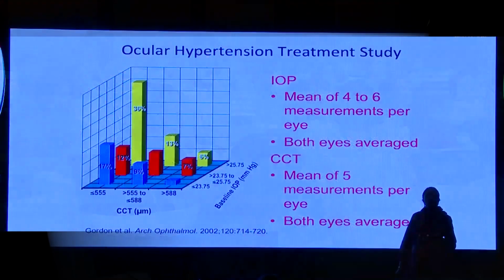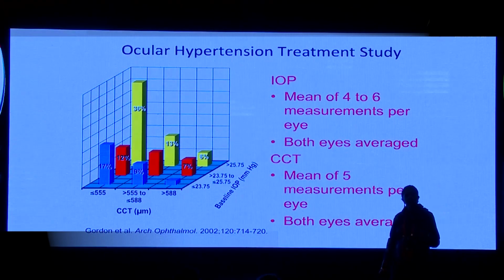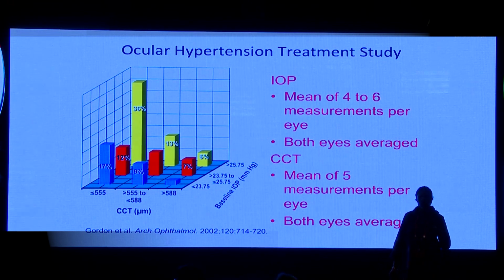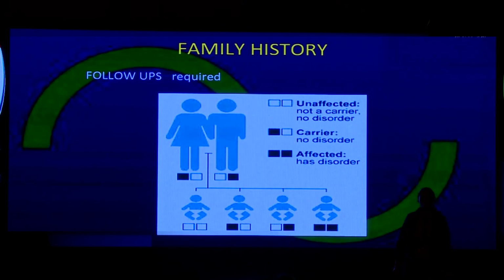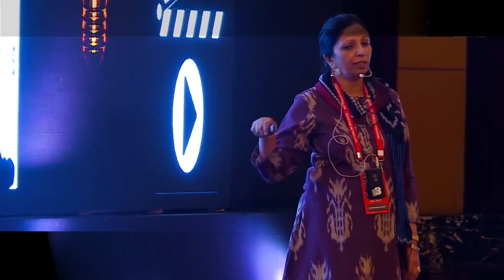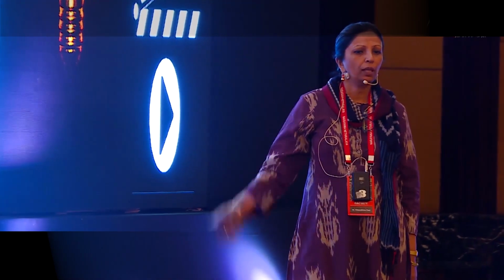So the Ocular Hypertension Treatment Study actually tells us to measure IOP and take the average of at least 4 to 6 readings of either eye, and also the CCT needs to be measured at least 5 readings with averaging of both the eyes. Family history is very important. Those with a positive family history of glaucoma and being glaucoma suspects definitely need to be followed up.